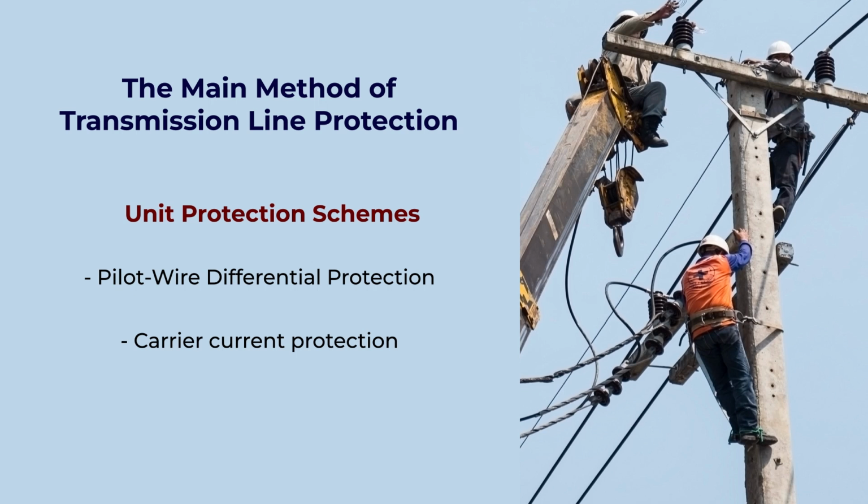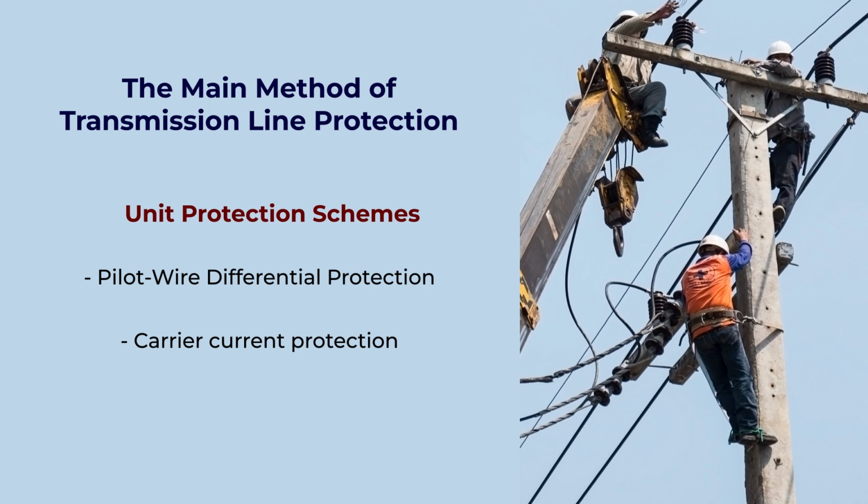Under the unit protection scheme, protection is provided to a specific section of the power system such as a transmission line or transformer by comparing measurements at both ends of the protected section. This scheme is highly selective and quickly identifies faults within the selected area.